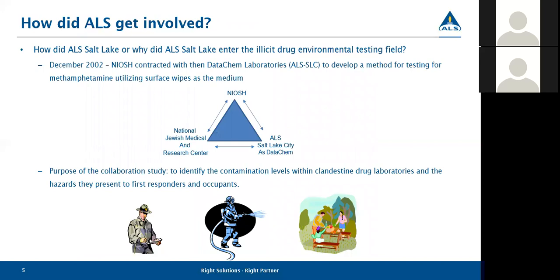How did ALS get involved with the testing of methamphetamines? While under contract with the National Institute for Occupational Safety and Health as their primary method development laboratory, Datachem Laboratories, now ALS Salt Lake City, developed method NMAM 9111. Since then, this method has become the industry recognized method for analyzing for meth on surface wipes.